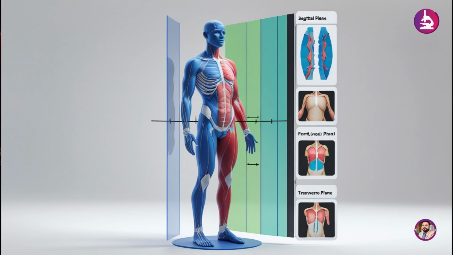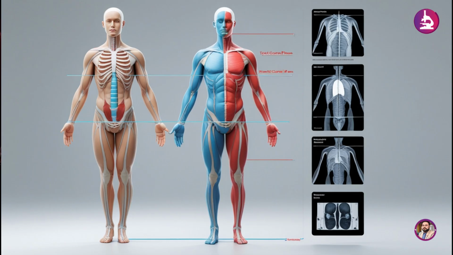Frontal coronal plane. Perpendicular to the sagittal plane, the frontal plane vertically separates the body into anterior (front) and posterior (back) sections. Radiologists frequently use coronal views in CT and MRI scans to examine organ relationships, such as the heart's position relative to lungs or the brain's frontal lobe organization.